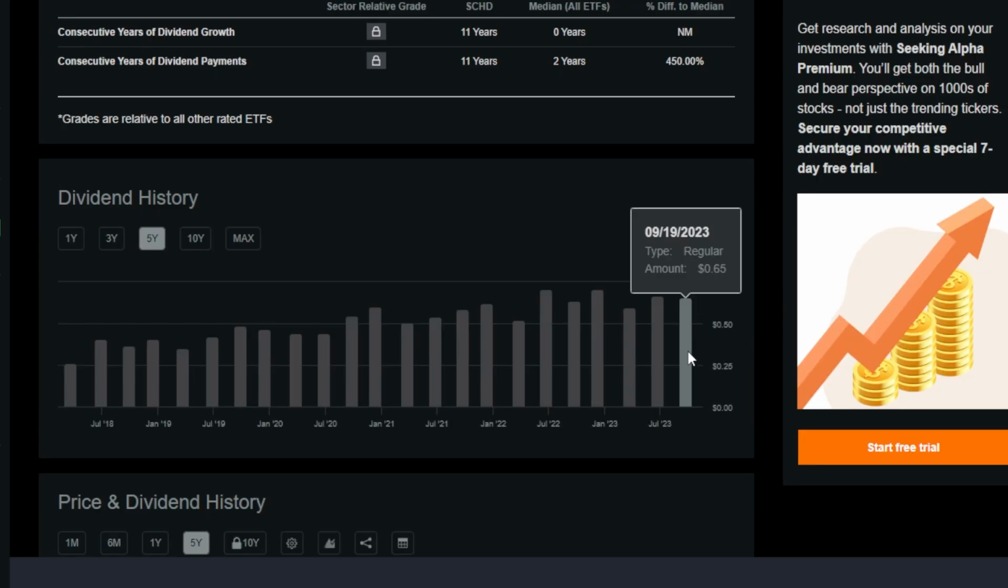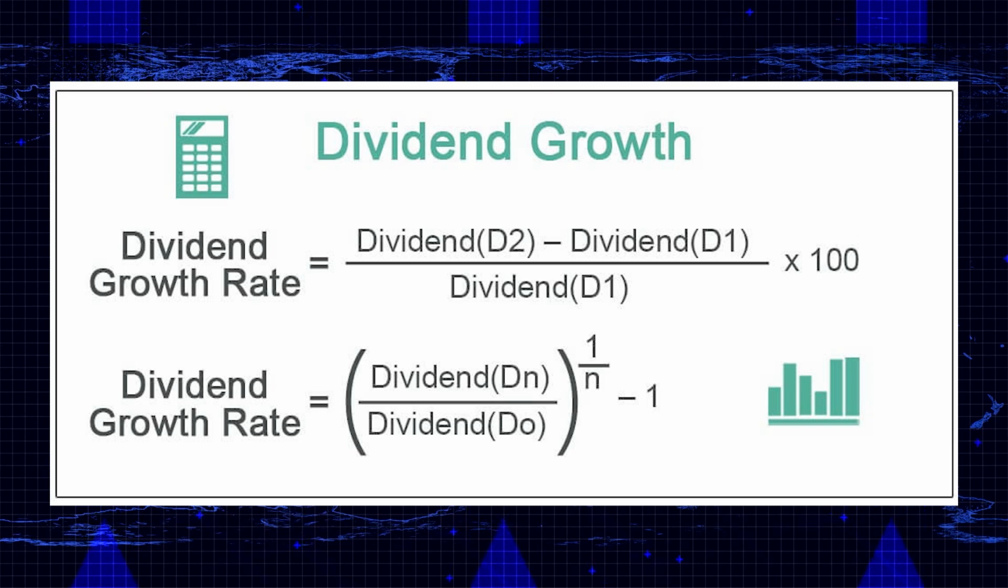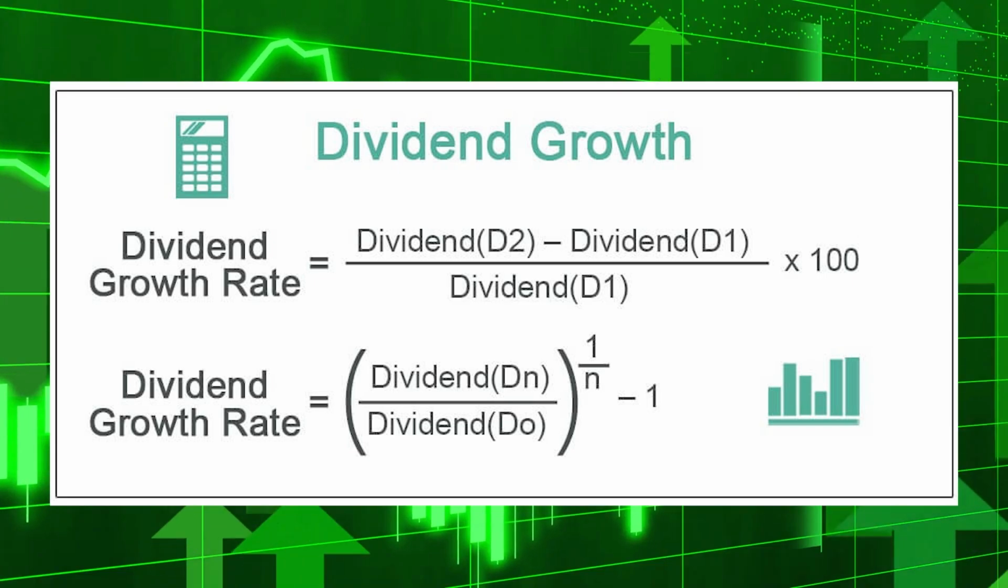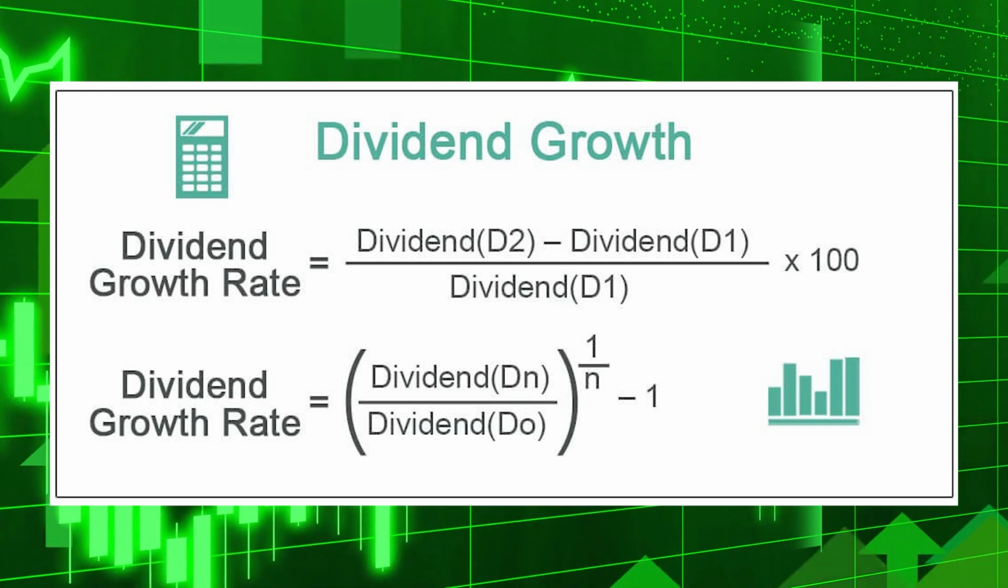Now, you might be saying, well, that's not necessarily all that high of a starting dividend yield, but the real magic is the dividend growth that SCHD has. Dividend growth rate is a measure that indicates the annual rate at which a company's dividend payments have increased over a specific period of time. It represents the compounded annual growth rate, or CAGR, of dividends over that period, and is often expressed as a percentage.